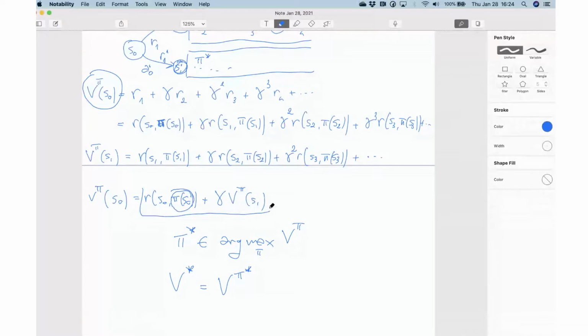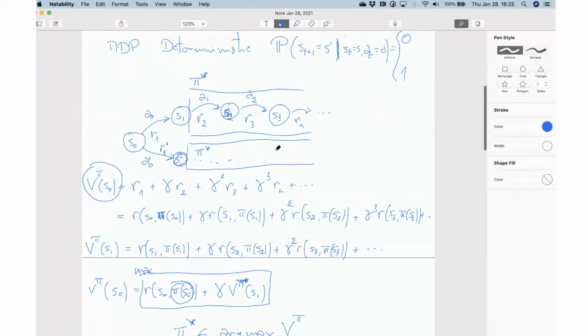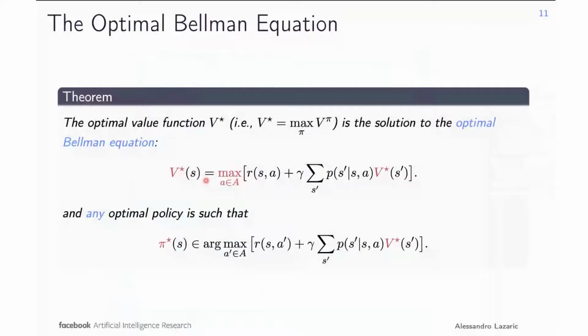So basically, what I'm saying is that if I can choose this action here to maximize the whole thing, then I'm good, because from the second step on, I will be executing pi star. And then by maximizing over the first action, it will be the best thing that I can do anyway, because what I do from this moment on is already prescribed by pi star, it's already known. So the optimal policy will be to take either A0 or A0 prime, which leads to the best immediate plus future reward. And this is exactly what this equation is capturing.